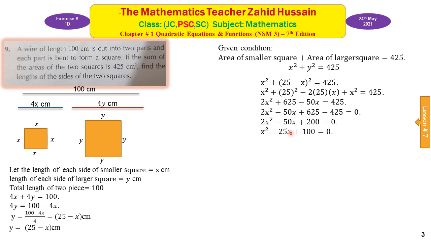This can be solved by factorization. 1 multiplied by 100 is 100, and two factors of 100 are 20 and 5, minus 20 and minus 5. Break the middle term and factorize by grouping the first two terms and the last two terms. We get the product of two factors equal to 0.